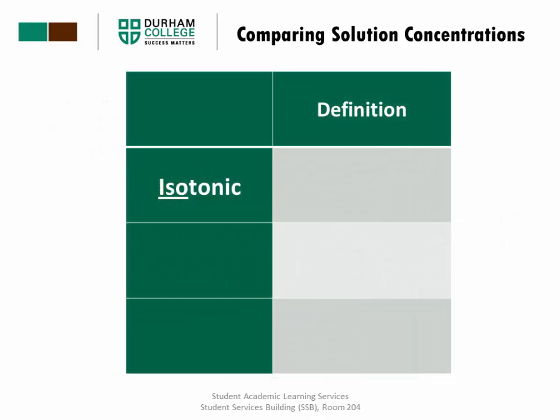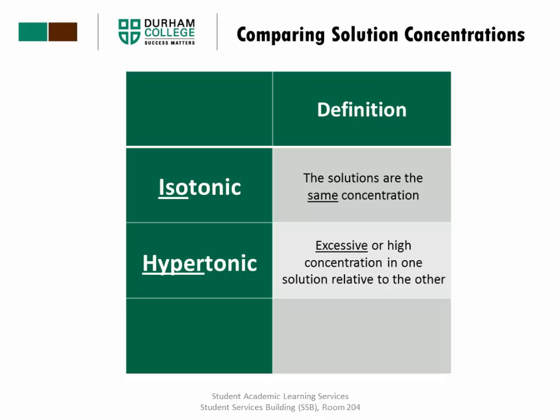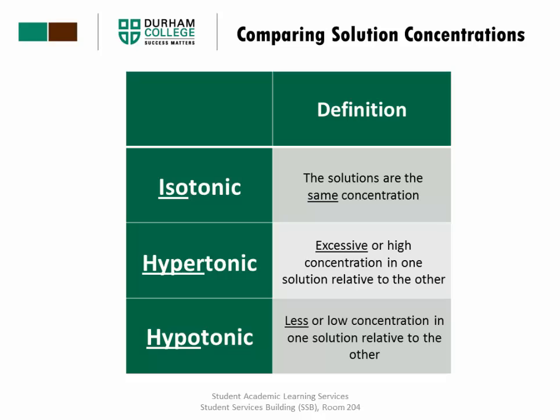The first is isotonic, which means that the solutions are of the same concentration. Hypertonic means that one of the solution's concentrations is excessive or high relative to the other solution. Hypotonic means that one of the solution's concentrations is less or low relative to the other solution.